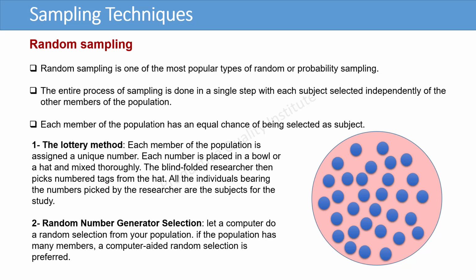In random number generator selection, let a computer do a random selection from your population. If the population has many members, a computer-aided random selection is preferred.